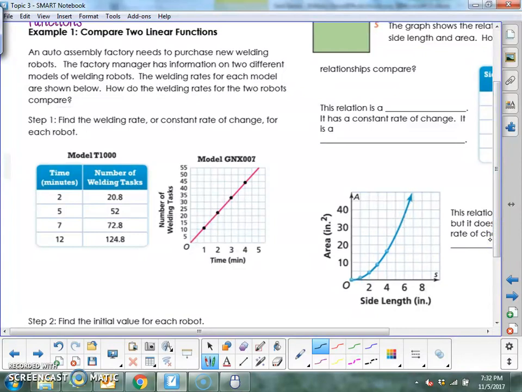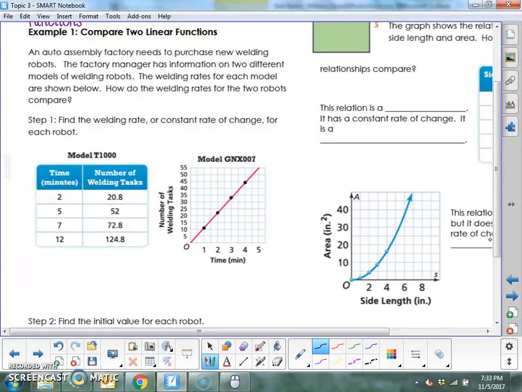An auto assembly factory needs to purchase new welding robots. The factory manager has information on two different models of welding robots. The welding rates for each model are shown below. One is in a table, one is in a graph. We want to see how the welding rates for the two robots compare.